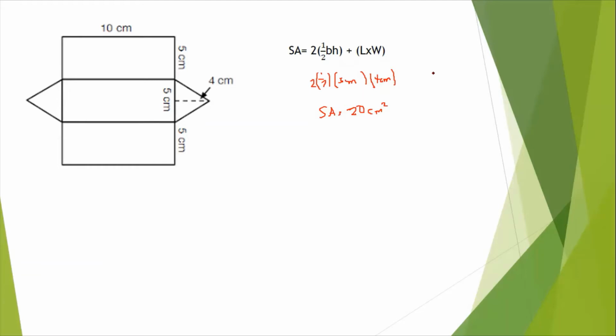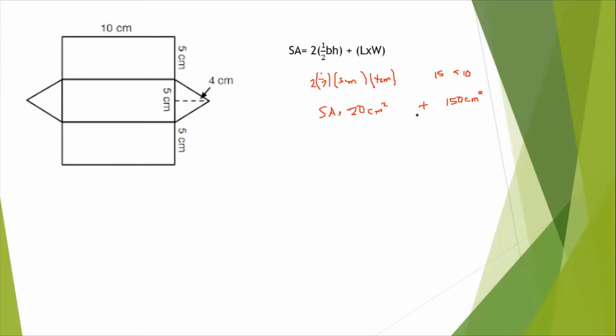Okay, so our length is 15. 15 times 10, that is 150 centimeter squared. So let us sum them up to find the total area of our triangular prism.